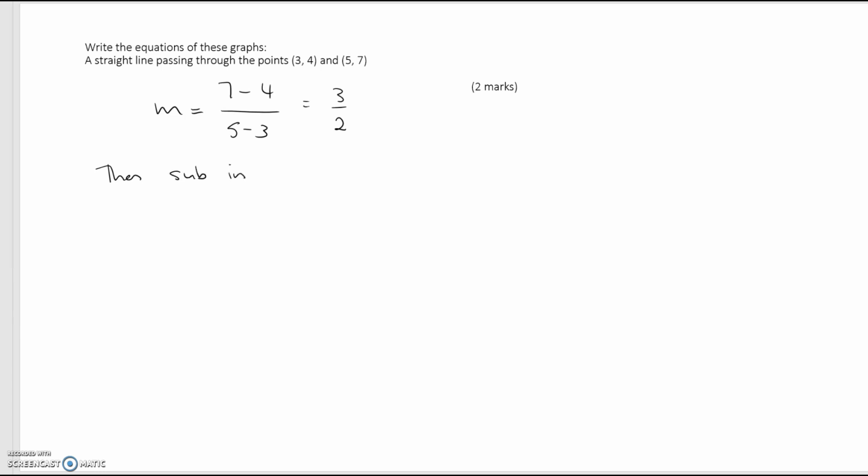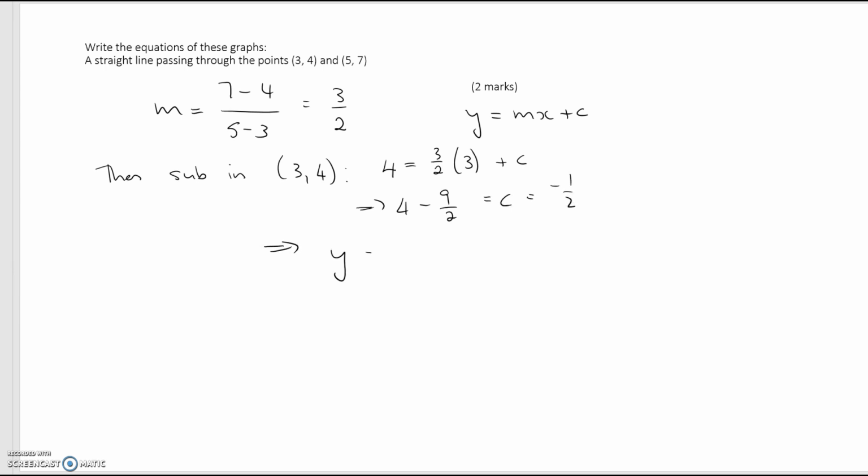Substitute in, say, the 3, 4. Doesn't have to be that one, but it allows you then to say that, because we've got to work with y equals mx plus c, 4 equals 3 over 2 times 3 plus c. That means 4 minus 9 over 2 equals c, which is negative a half. Put it together, y equals 3 over 2 x minus a half.